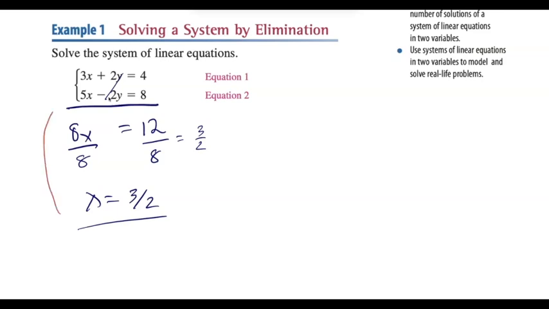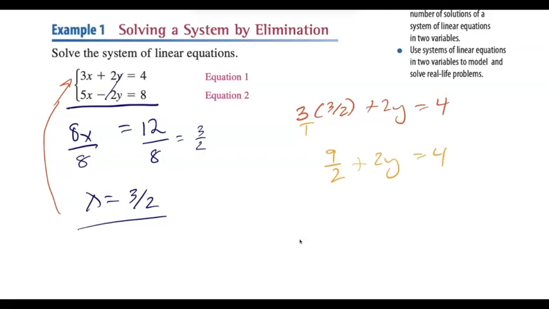You can plug into any one of these equations you want. 3 over 2 for my x. Oh, not going to be pretty either. I guess put into the top one. 3 times 3 halves plus 2y equals 4 over 1, to get 9 over 2 plus 2y equals 4.